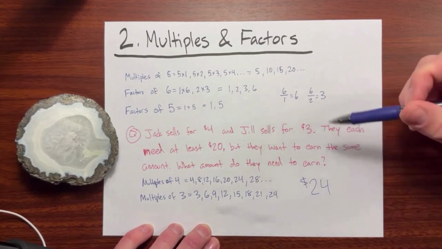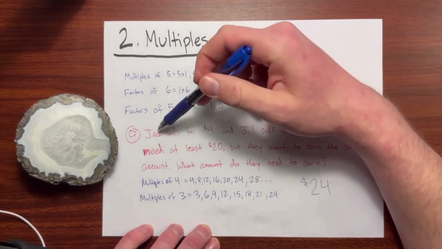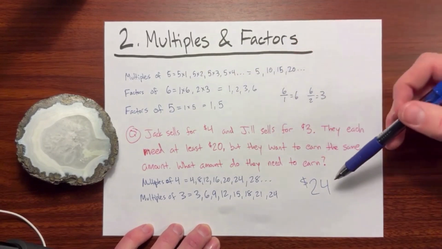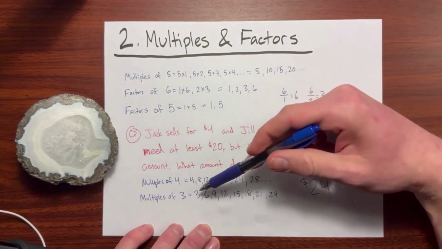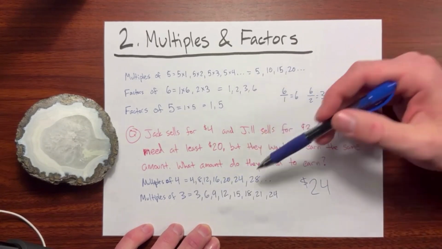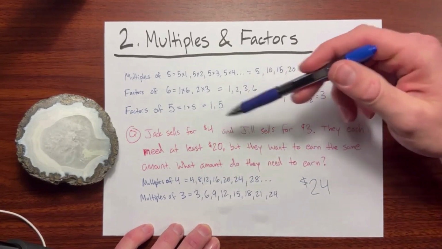$24. A problem could also ask how many drinks that Jack needs to sell or how many drinks Jill needs to sell. So you take that extra step of then dividing or seeing 1, 2, 3, 4, 5, 6, 7, 8 drinks for Jill and similarly for Jack.